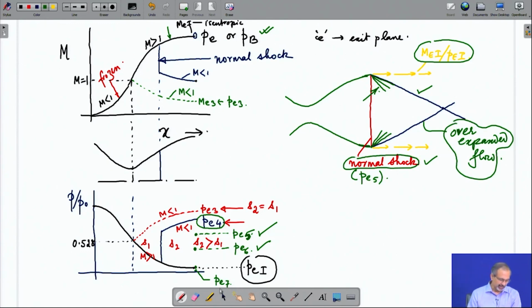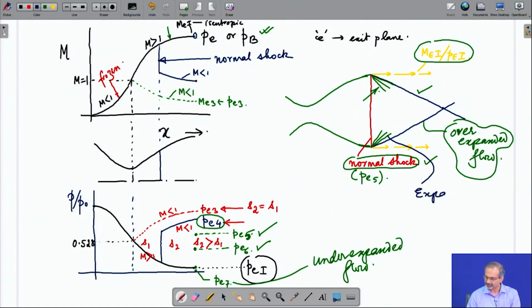And there is still another case which is called the under expanded flow. That means by the time it reaches the exit plane, you have to expand it further. It is still not expanded enough, and how does it expand? It expands through the formation of a Prandtl-Meyer expansion fan.